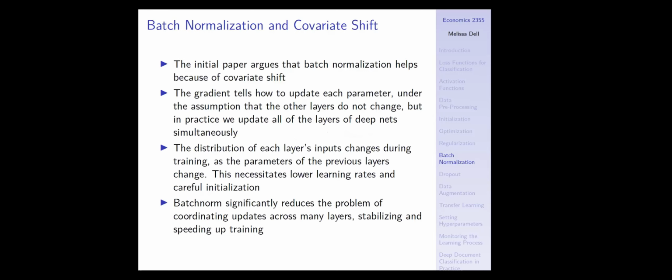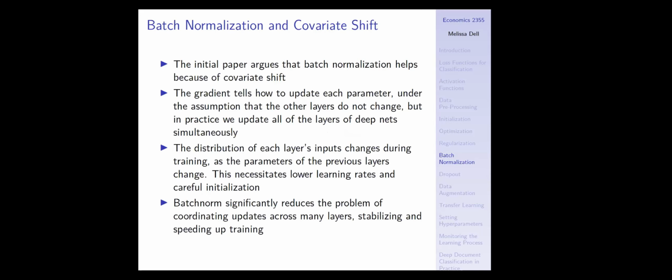Okay, so why is this a desirable thing to do? It seems like a very simple innovation, and we'll see it made a big difference to being able to actually train deep neural networks, but why is that true? The initial paper argues that batch normalization helps to train a network better because of covariate shift.